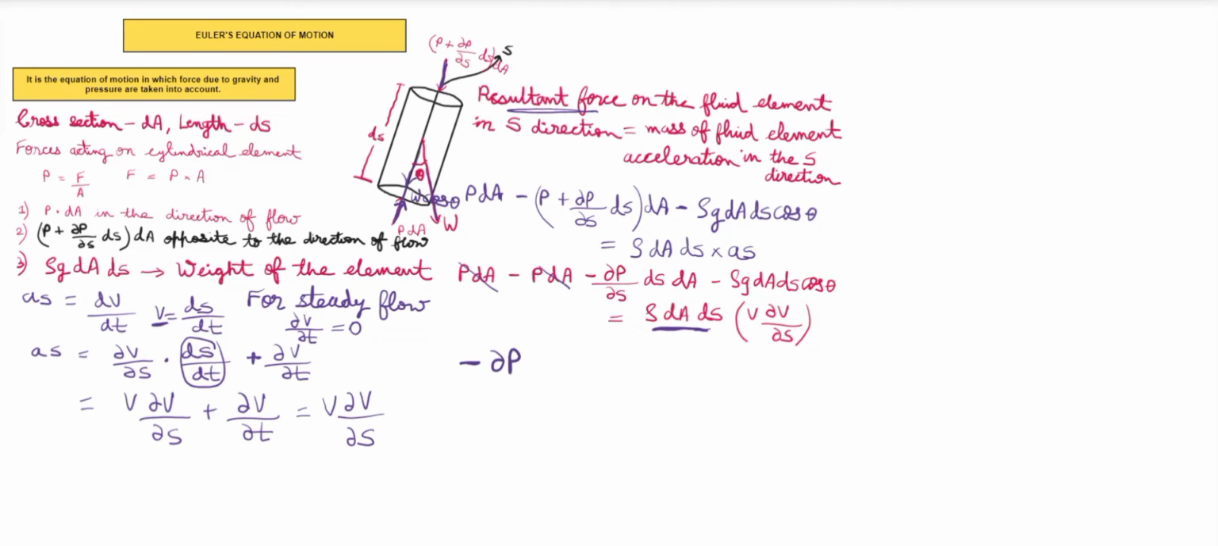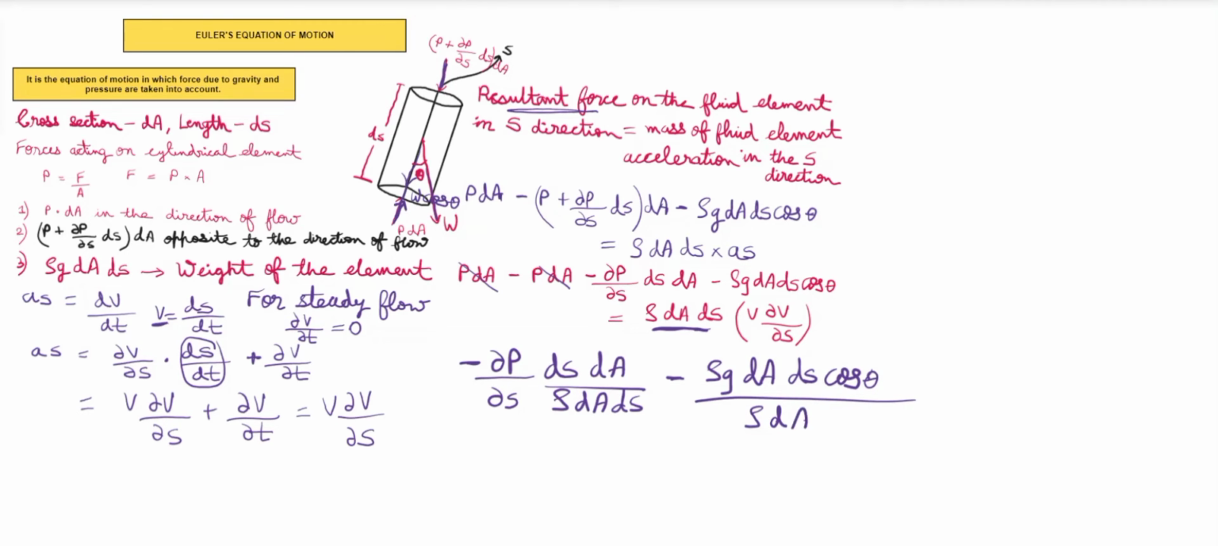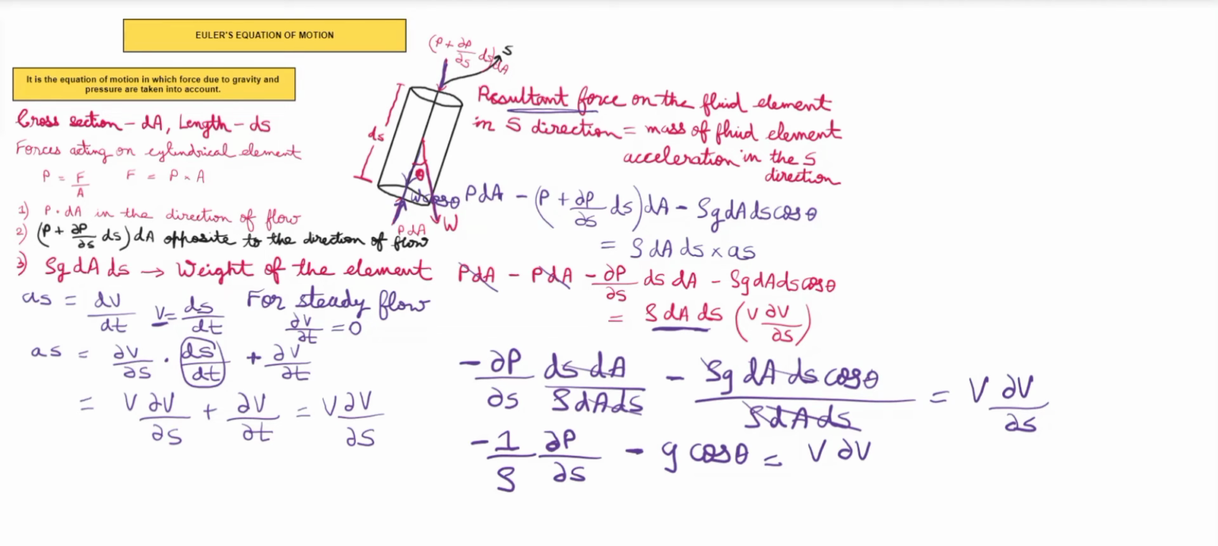PdA minus PdA will be equal to 0, and we'll have minus del p by del s ds dA divided by rho dA ds, minus rho g dA ds cos theta divided by rho dA ds, which will be equal to v into del v by del s. Now this dA ds will get cancelled, and here rho dA ds will get cancelled. So we'll be left with minus 1 upon rho del p by del s minus g cos theta is equal to v into del v by del s.